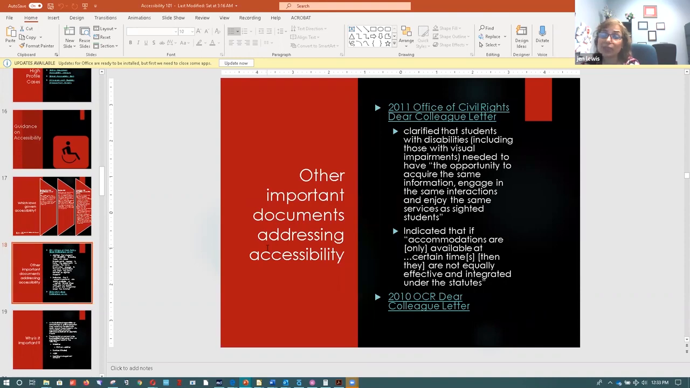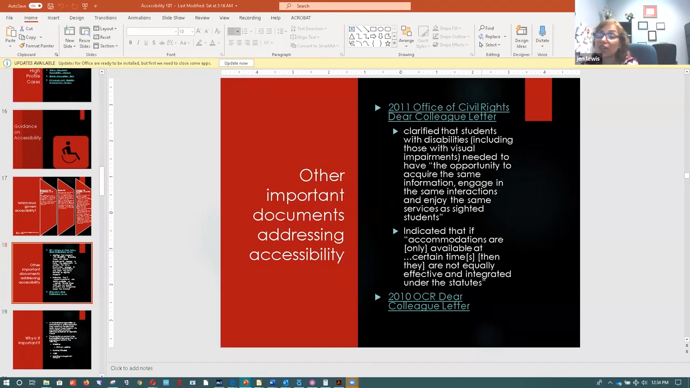Other important documents, there are some Dear Colleague letters, and they just talk about opportunities and engaging in the same interactions. They're basically stating this is the bottom line, the basic things that you must provide to the students. They've got to be able to get this information, the same as your sighted students.